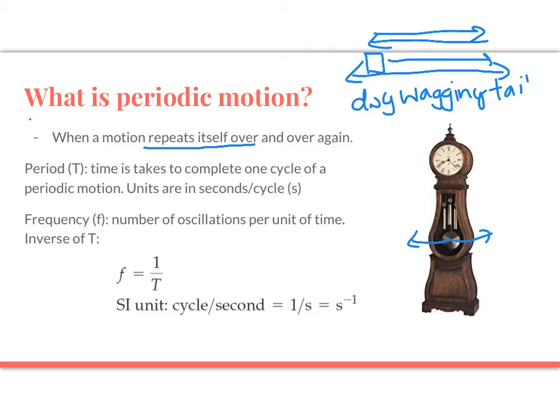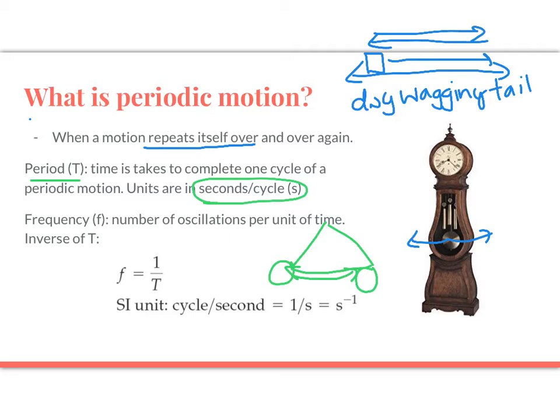One of the most important vocabulary words to periodic motion is period, which we use the capital T. This is the time it takes to complete one cycle. And by a cycle, we mean the start to the finish. So we're going back and we're going forth. Our units are in seconds per cycle or just in seconds.